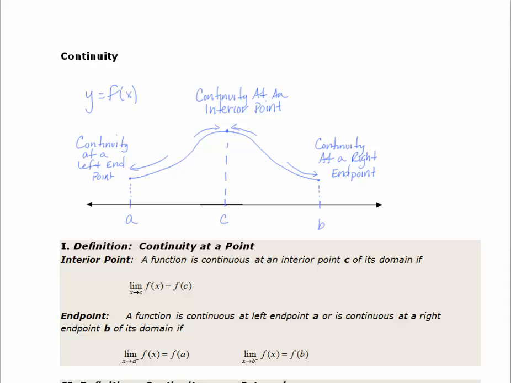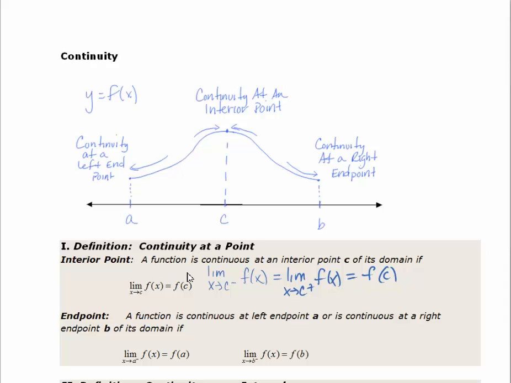Basically, a function is continuous at an interior point c of its domain if the limit as x approaches c of f of x equals f of c. Now this basically means three things. By saying the limit as x approaches c of f of x equals f of c, the left-hand side means that the limit as x approaches c from the left has to equal the limit as x approaches c from the right, and those values, which are the actual limit, have to equal the actual function value.